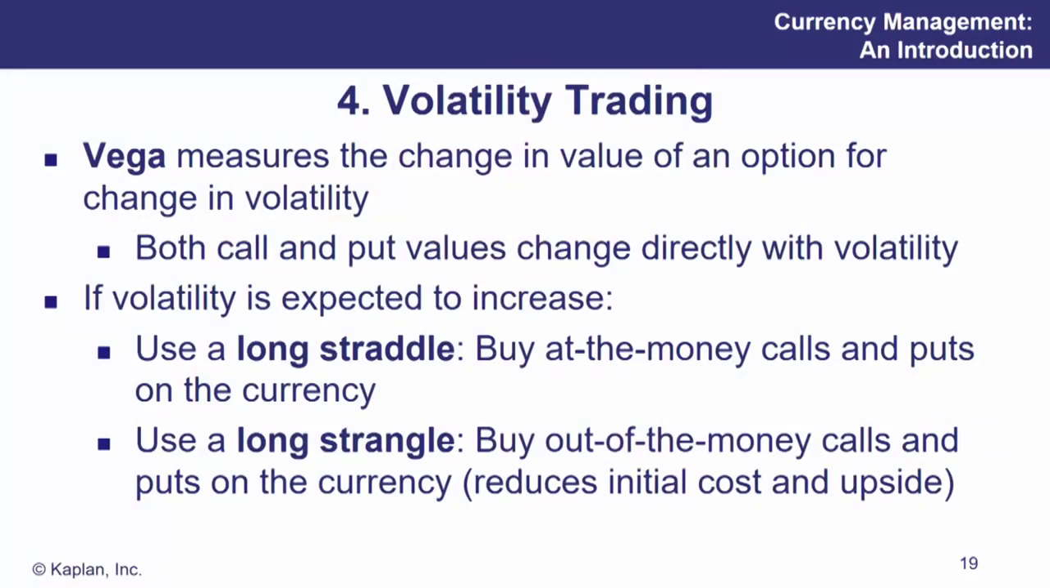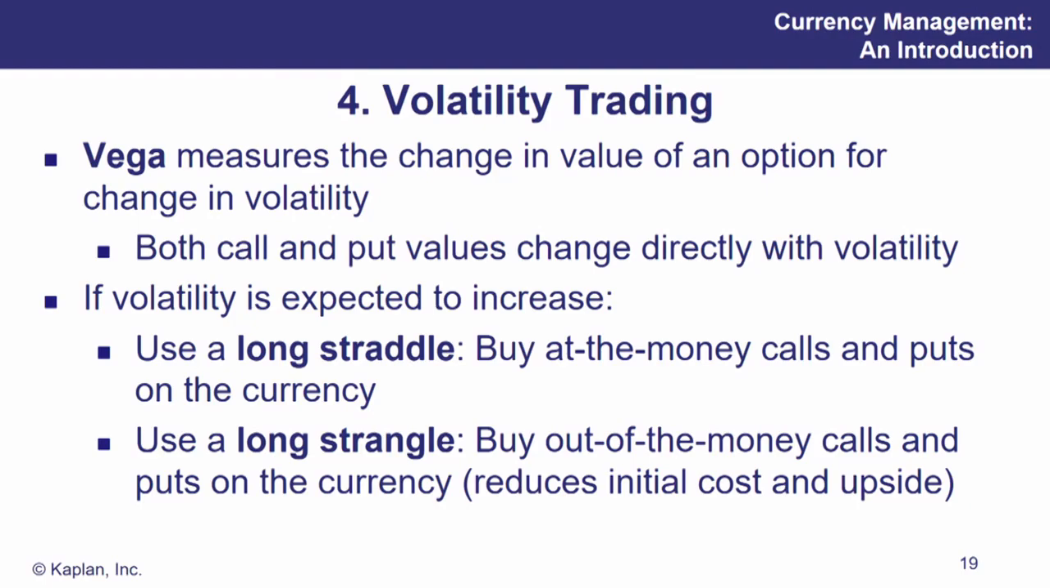So what are we looking for? We're looking for increases in volatility because that means prices are oscillating more wildly, greater chance of our option becoming in the money as a result of the change in the underlying asset value, and so that's why we buy those calls and puts. Both call and put option values change directly with volatility. They're both increasing in volatility. If volatility goes down, that's bad news for calls and puts.